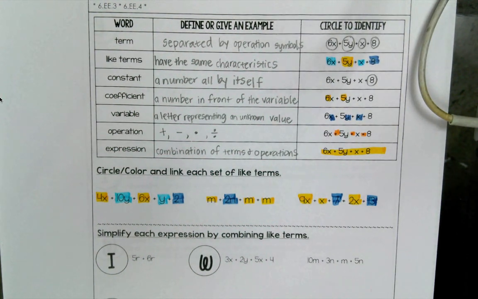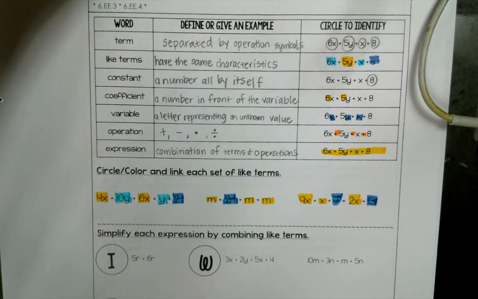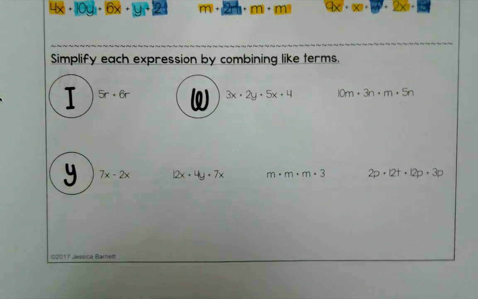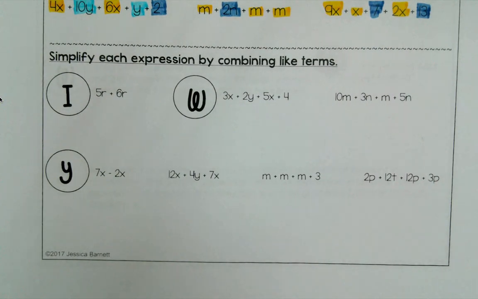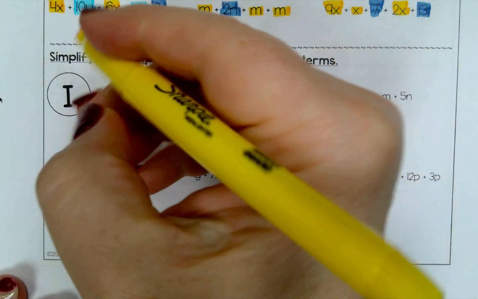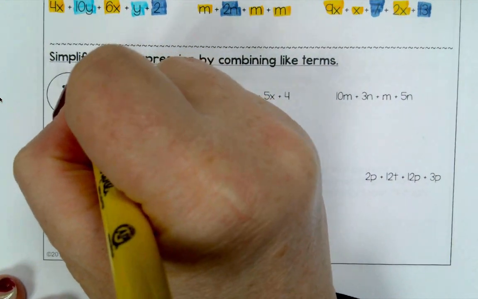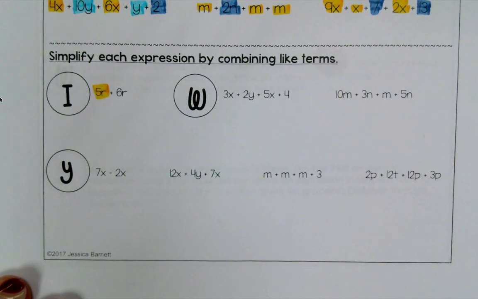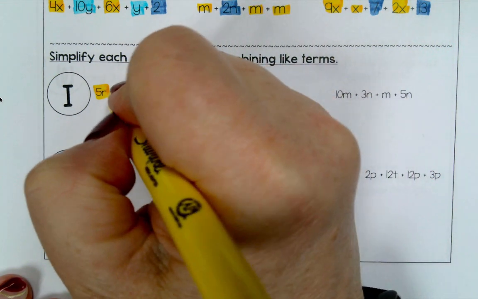So now we are going to simplify each expression. I'm going to start with 5r plus 6r. I'm going to highlight my first term, which is 5r, and I look for another term that has a variable r, which I have, 6r.